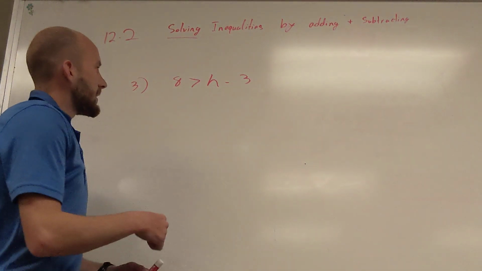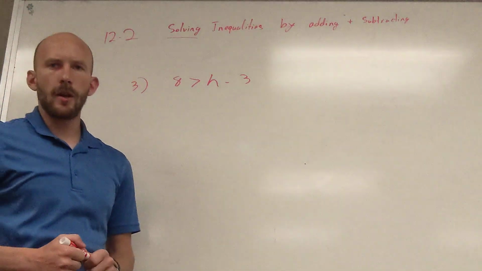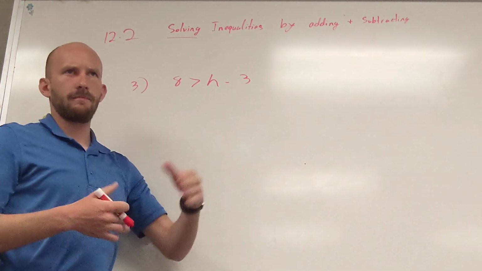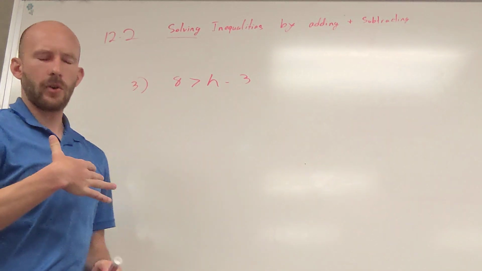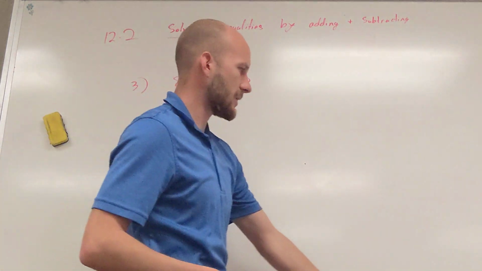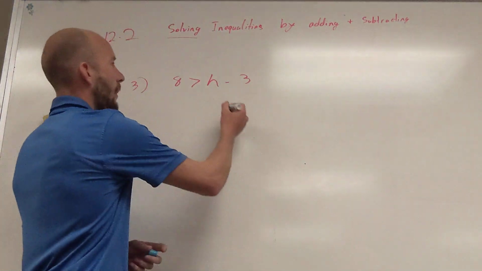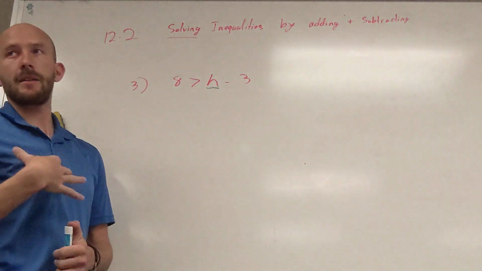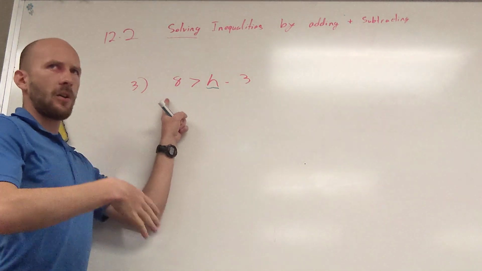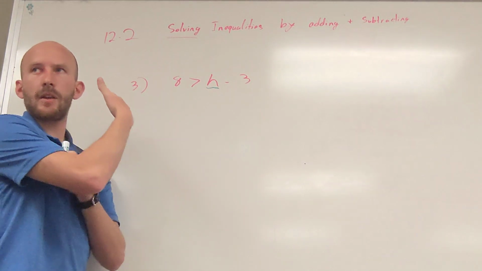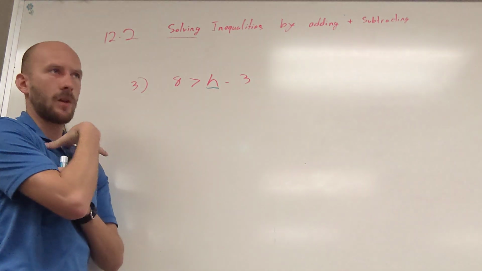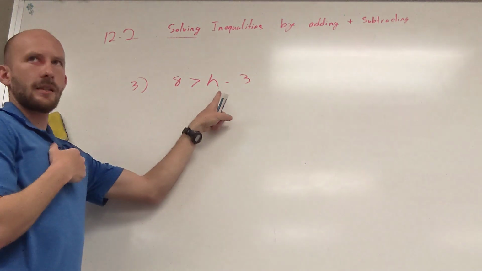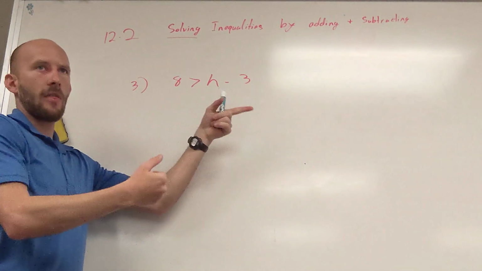Okay, we've got 8 is greater than h minus 3. Notice on this one, the variable's on the other side, right? It's not going to change how we start things out. That's all going to be the same. But what I want you to focus on, I'm trying to get the h by itself. A lot of times we're used to just doing things on the left side, but it's not always the left side. I'm trying to get h by itself, so I need h by itself on that side.